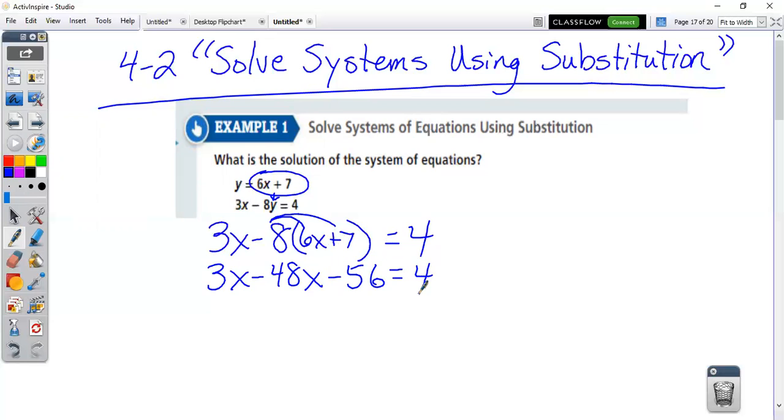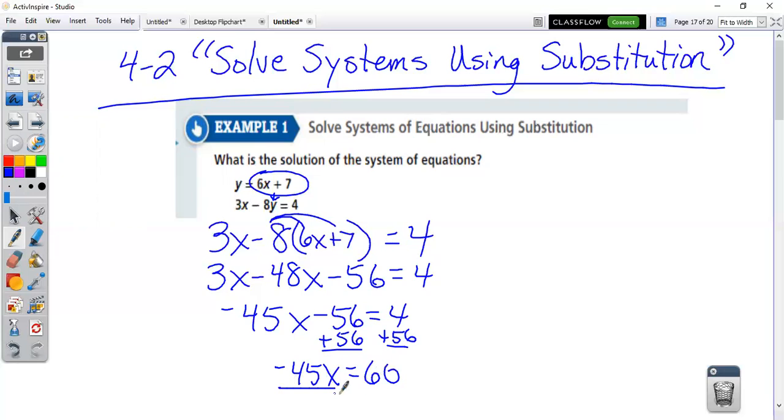And you work it. What's 3x minus 48x? Can I subtract those? Are those like terms? Yes. So 3x's minus 48x's. How many x's do I have? Negative 45. Negative 45x minus 56 equals 4. What do I do next? So we add 56 over. Negative 45x equals 60. Last step. Divide by negative 45.